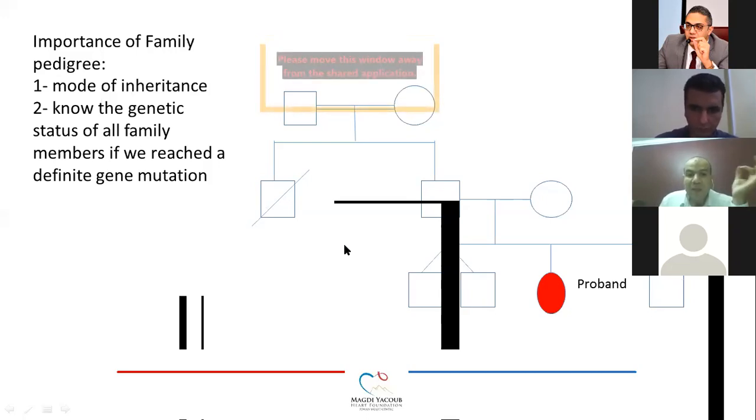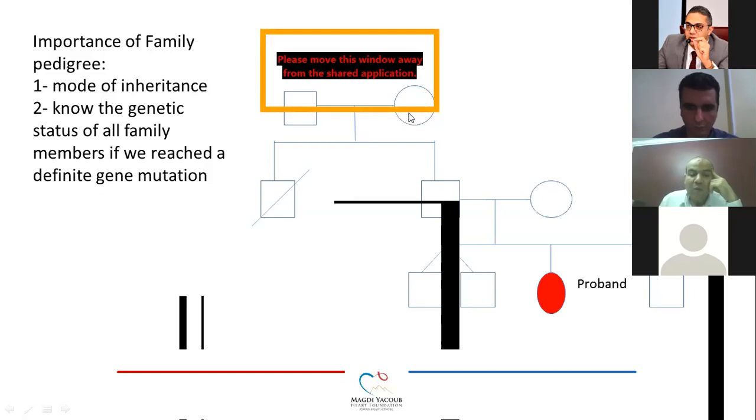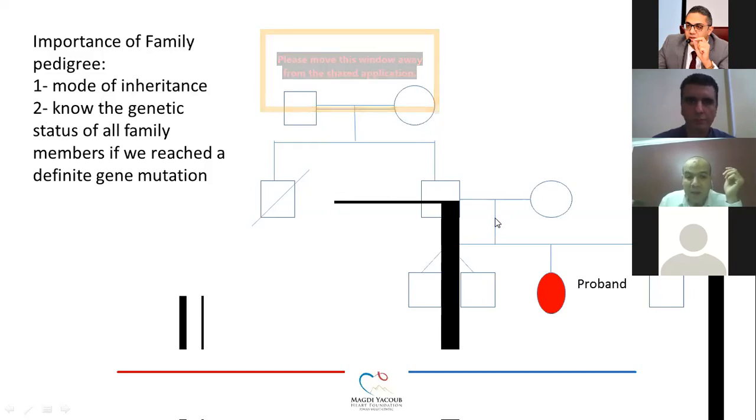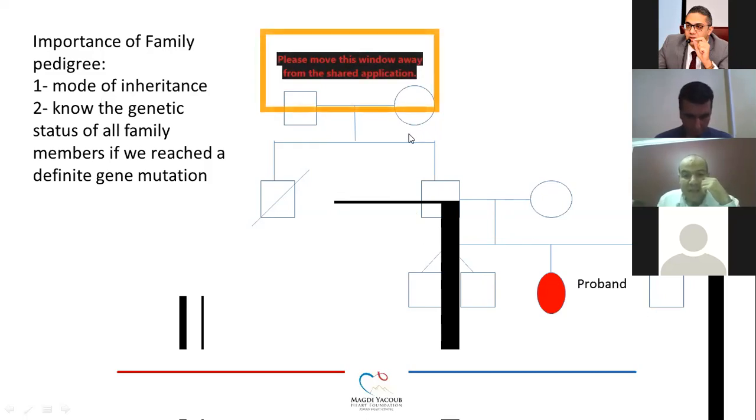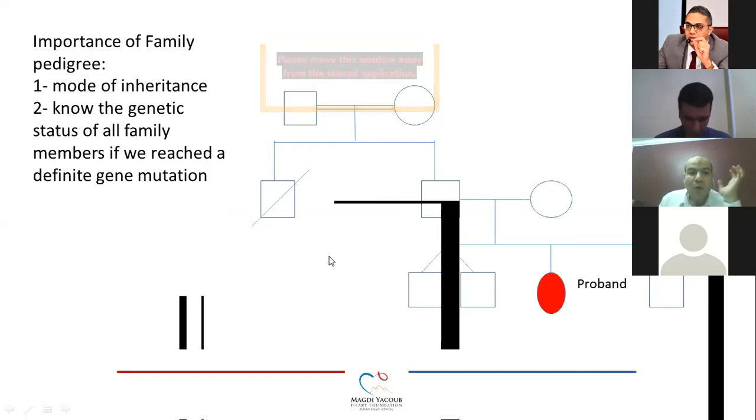What is the importance of the family pedigree? It helps us a lot to know the mode of inheritance of the disease. If we found that all generations are affected by the gene mutation, and in every generation there are cases of HCM, this suggests that this is a dominant disease. If we found that only males are affected and the females are carriers only, this is an X-linked disease. If we found that there are carriers and disease patients, and the disease patient must have both alleles diseased, and the disease is not present in all generations, it is an autosomal recessive disease. So the family pedigree helps us to know the mode of inheritance.